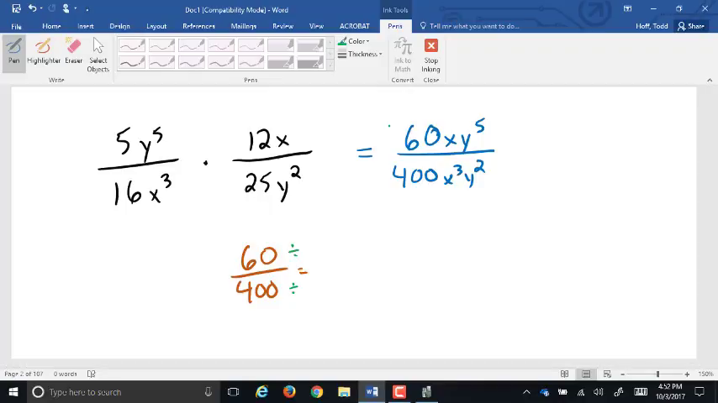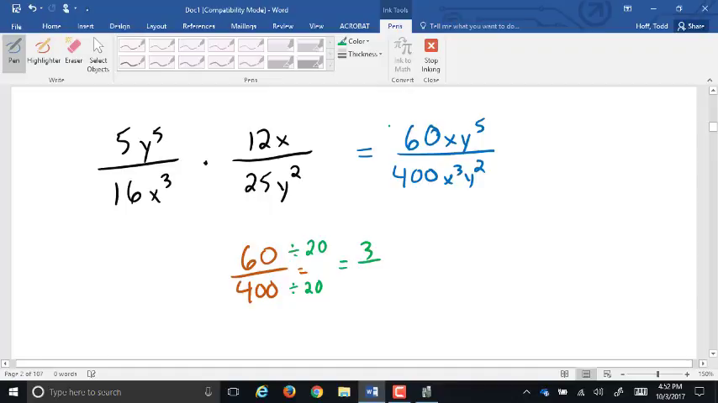Well, they can both be reduced by 10 because they end in zeros. We could start with that if we wanted to. If we look a little closer, they can both be reduced by 20. 60 divided by 20 is 3. 400 divided by 20 is 20. So over here we have 3 in the numerator and 20 in the denominator.